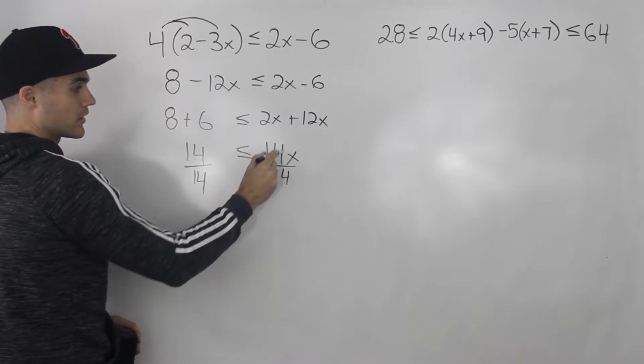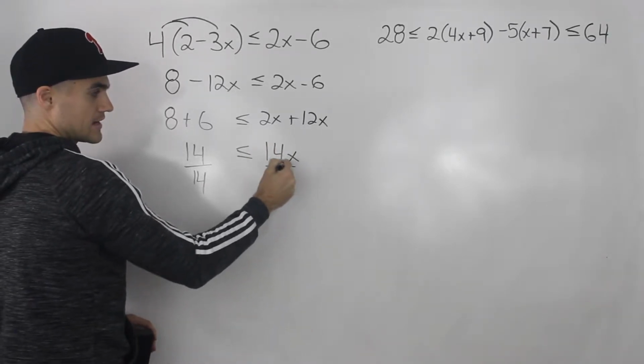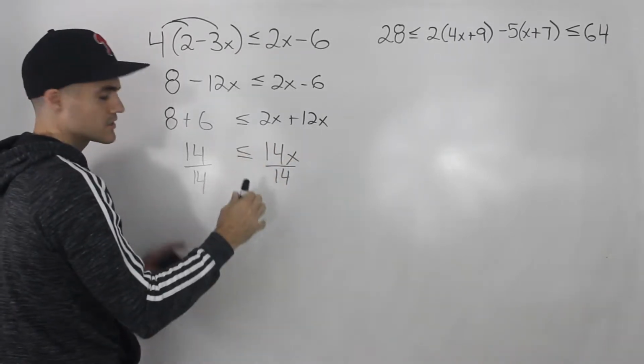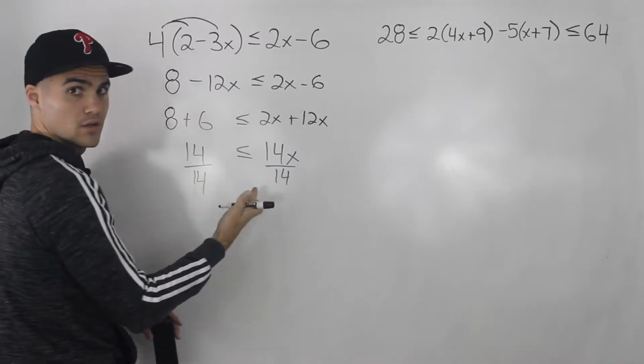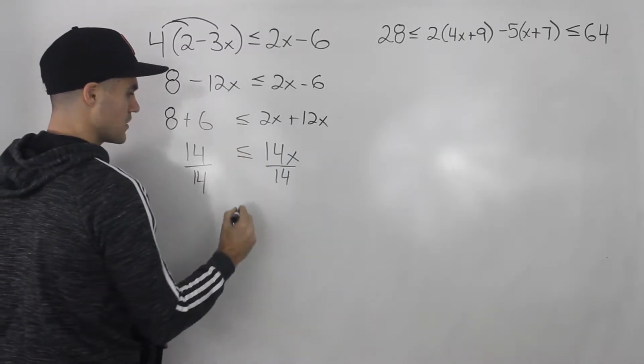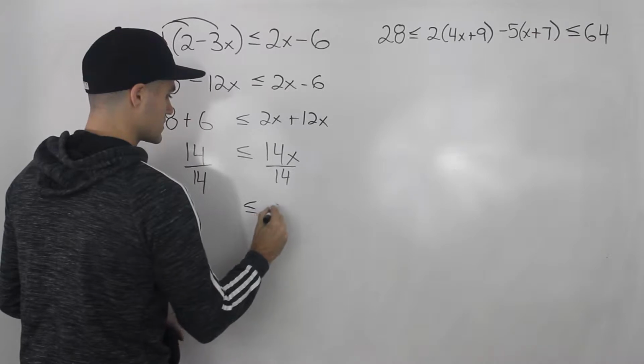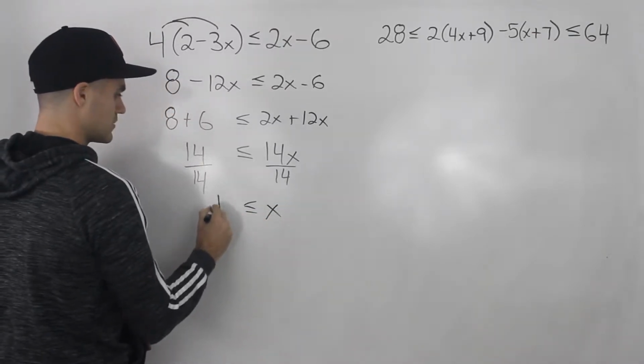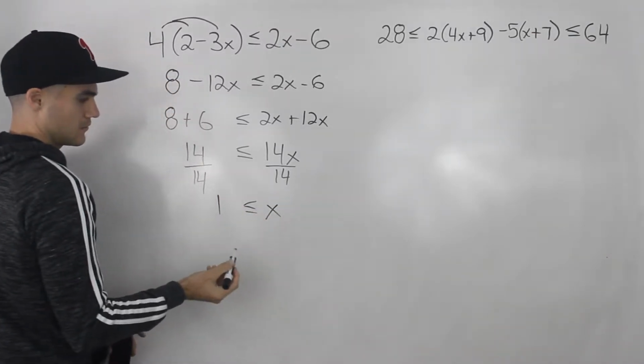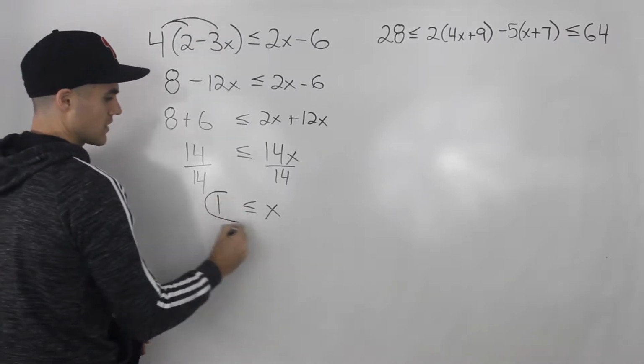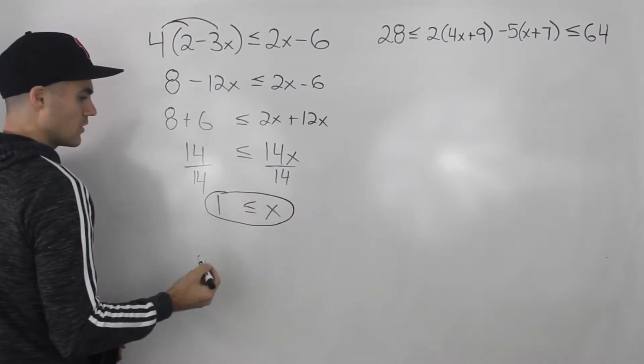The reason I want to bring it over so it's positive is that when we divide and isolate for x, we don't have to flip this sign. Whenever you divide by a negative number, you have to remember to flip this sign as well. So it just gives us one less thing to keep track of. And we end up getting this solution: x is greater than or equal to 1.